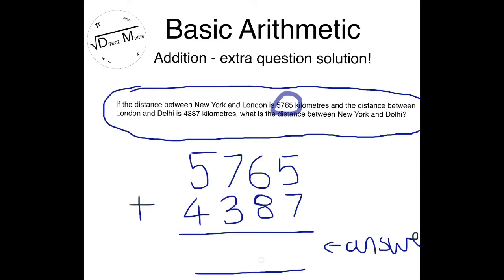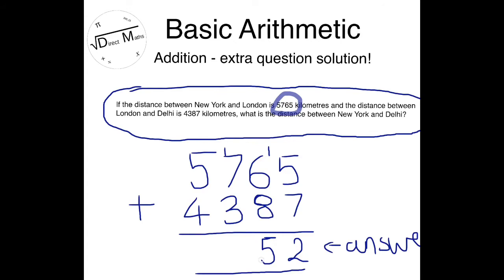5 plus 7 is 12. Obviously 12 is a two-digit number, so we put the second digit in this case, which is the 2 right there, and we put the little 1 up there, which is going to get added onto the next column. So 6 plus 8 plus 1 obviously is 15. So again, put the 5 there, and we put the 1 there next to the 7.